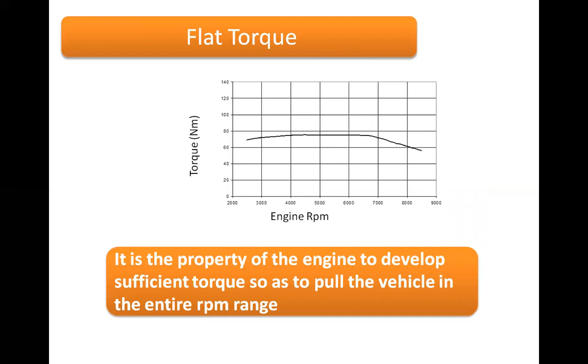Then if we plot the graph between engine RPM and torque in Newton meter, with torque along the y-axis and engine RPM along the x-axis, the nature of the graph will be like this, that is the flat torque. It is the property of the engine to develop sufficient torque so as to pull the vehicle in the entire RPM range.